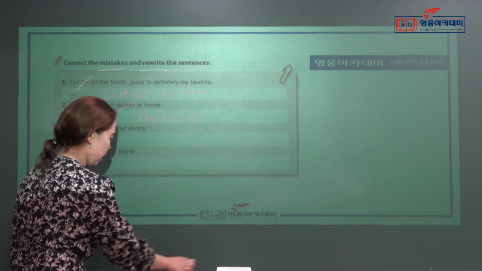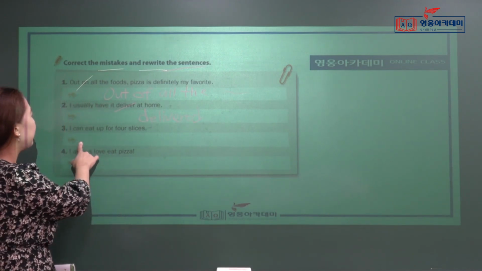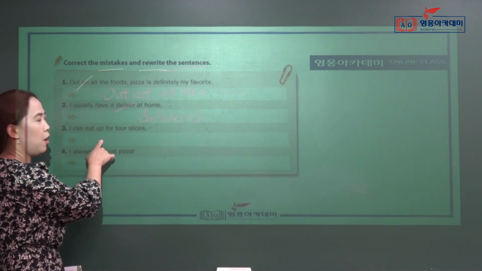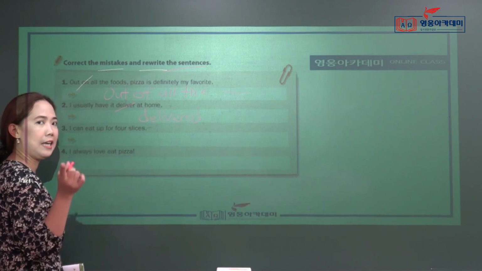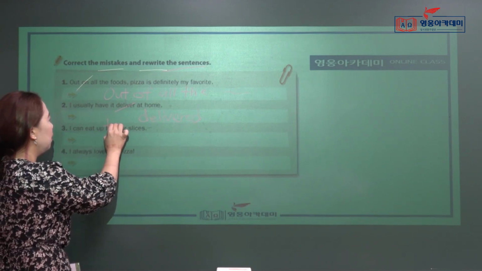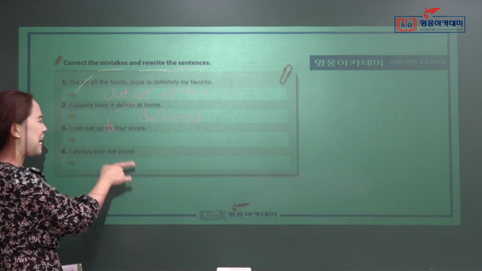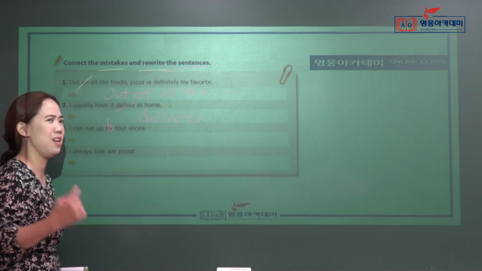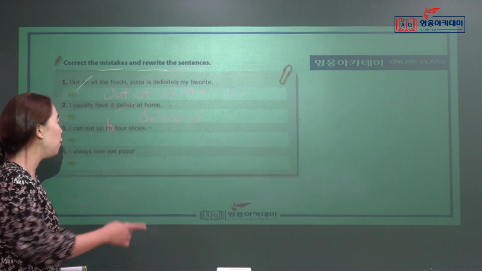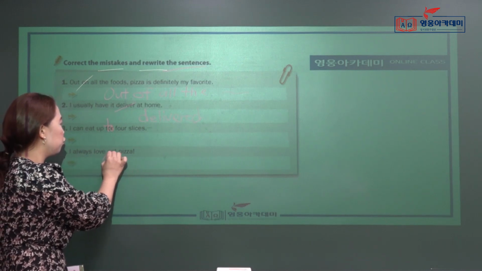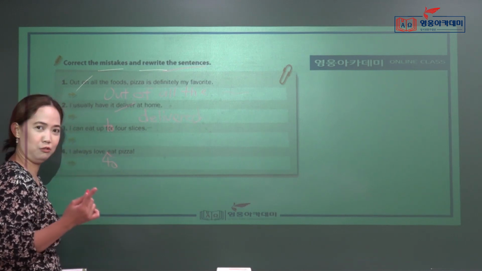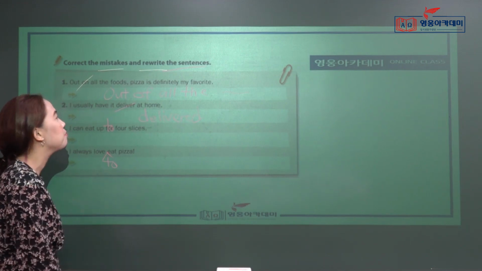How about number 3? Can I help you guys more with this? I can eat up 4 slices. I can eat up to 4 slices. I always love eat pizza. What's wrong here? I always love to. You have to add to. Okay, the preposition to. Finish, guys?